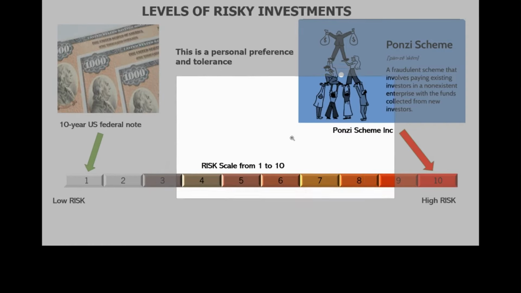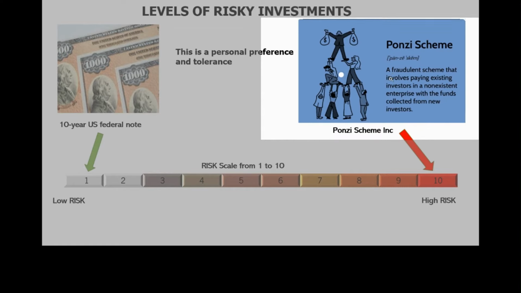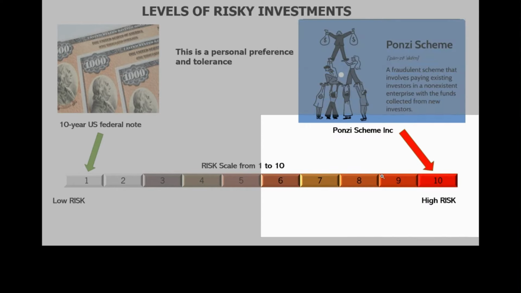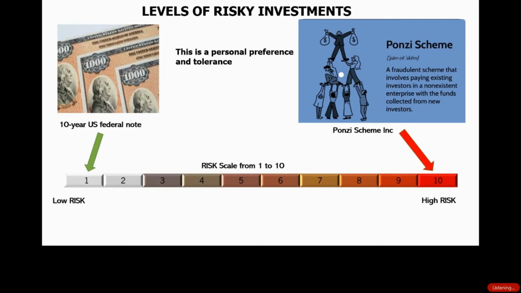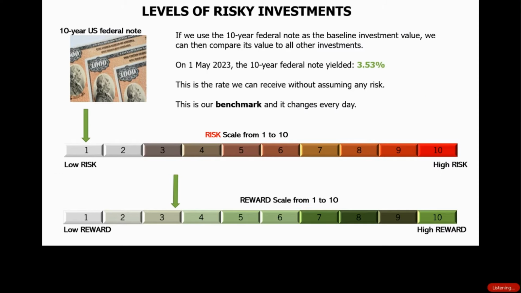And then on the right, we have a funny picture with a Ponzi scheme incorporation or a company with the highest risk of 10. So as you look at this chart, you are going to have to assess and think about the amount of risk that you are willing to assume for each and every investment, and you are always going to compare it back to the 10-year federal note. Now, the reason that we use the 10-year federal note is because the federal government can simply print more money in order to meet that obligation.